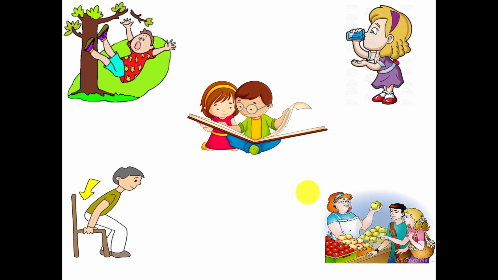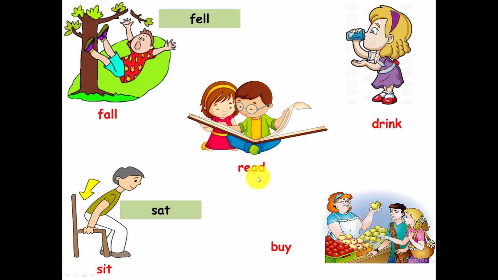Okay. So look at the pictures and try to describe them. Picture number 1. Good. To fall. Next. Good. Sit. Next. Read. Next. Drink. Last one. Good. Buy. Can you guess the past simple for these verbs? Let's start with the first one. Fall becomes fell. Sit. Good. Sat. Read. Read.